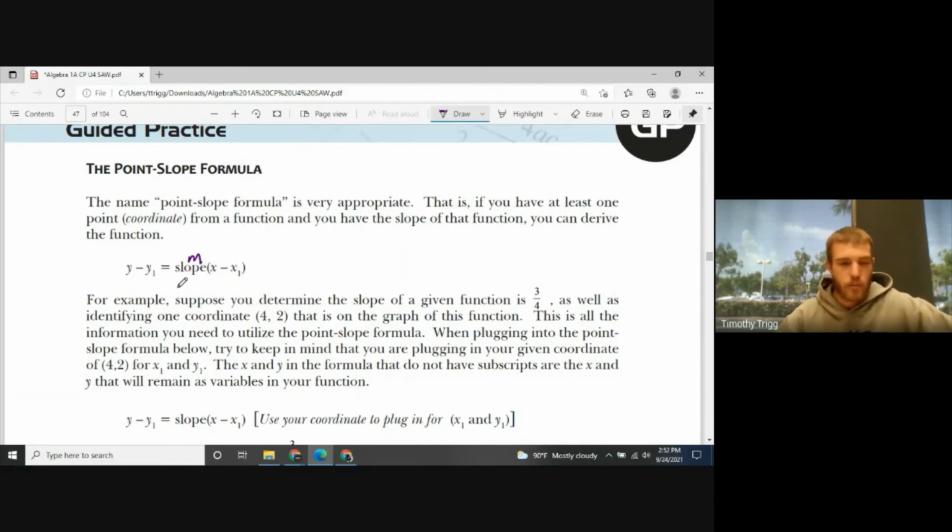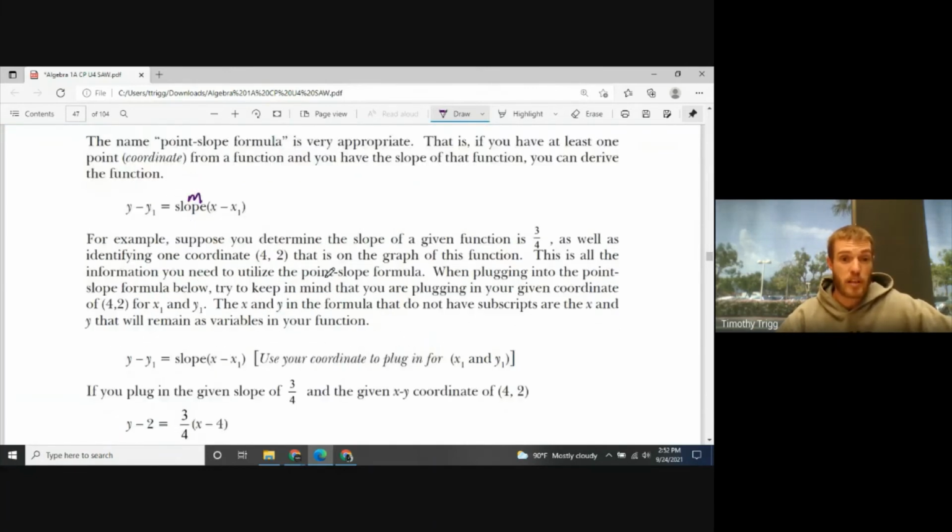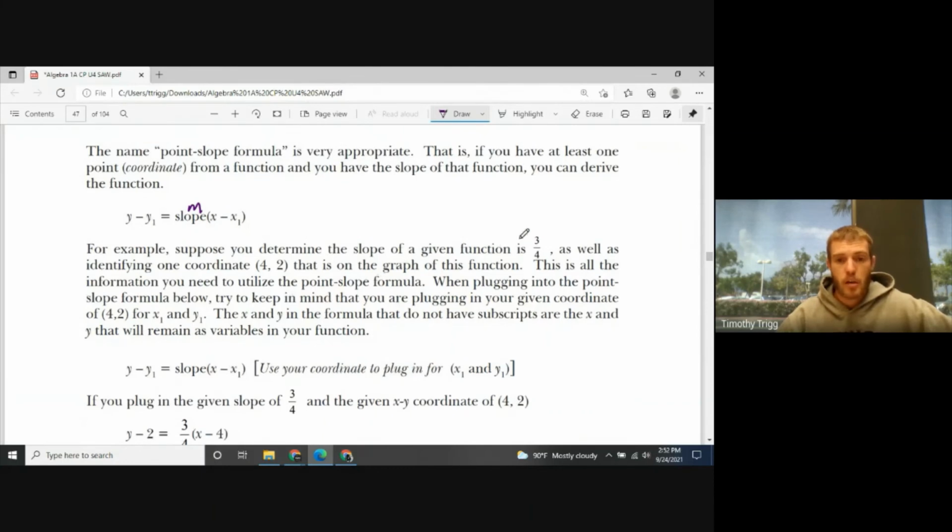This might look a little confusing, right? There's multiple y's going on. There's multiple x's going on. So what we need to do is just work an example, and it'll make a lot more sense. So here they give us this slope of 3/4. So that's our m. And they give us a point (4, 2).